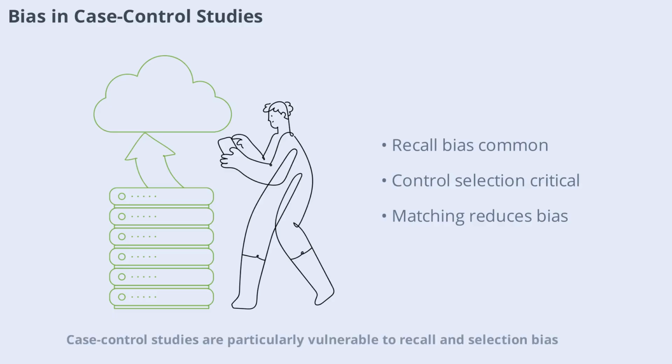Case control studies are particularly vulnerable to recall and selection bias. Cases may remember exposures differently than controls, especially if the exposure is well known or stigmatized. Selecting appropriate controls is critical. They should be similar to cases in all respects except for the outcome. Matching and careful control selection can help reduce bias, but some risk always remains.